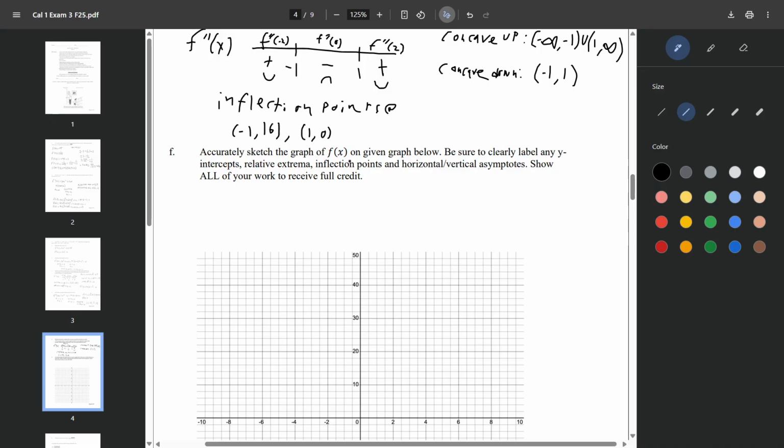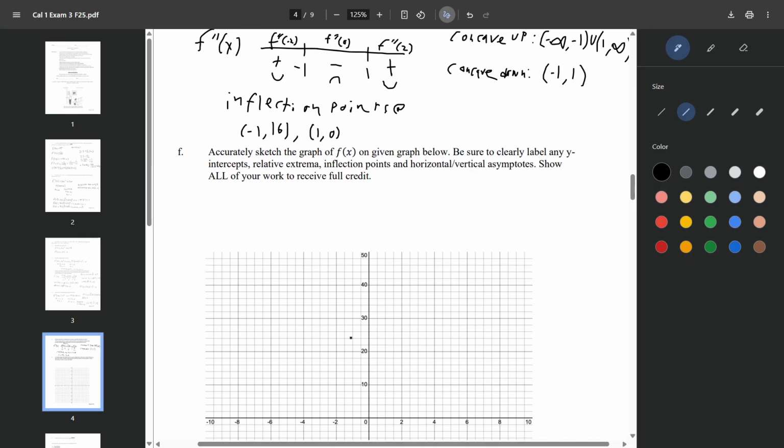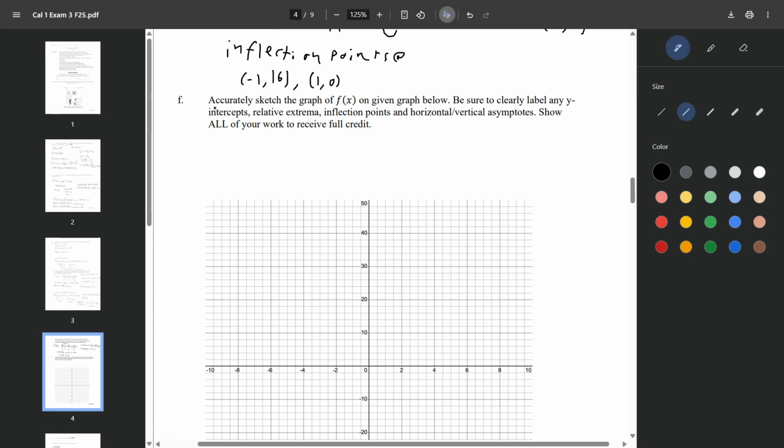And now finally, part F, which will take the longest because part F asks us to accurately sketch the graph of f of x on the given graph below. Be sure to clearly label any y-intercepts, relative extrema, inflection points, and horizontal/vertical asymptotes. Show all of your work to receive full credit.